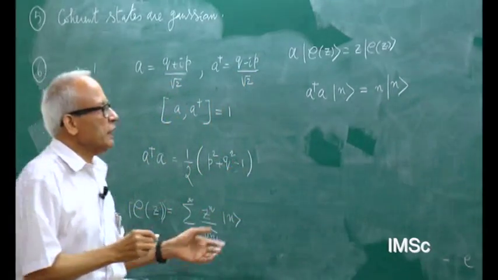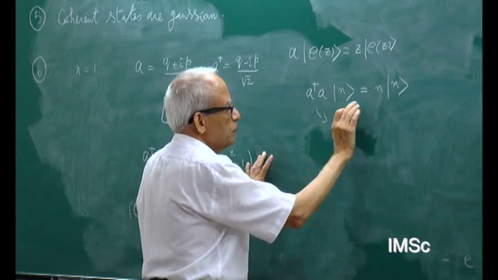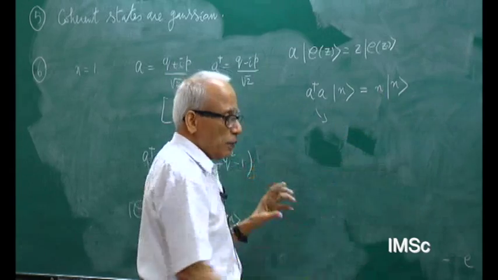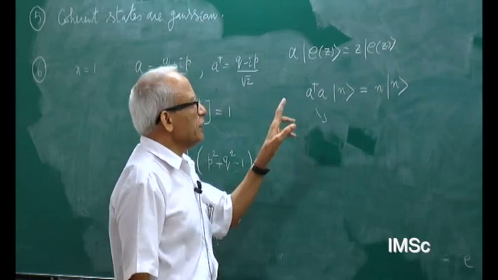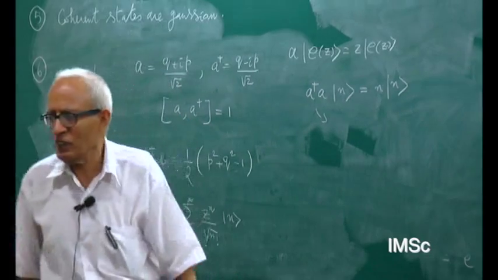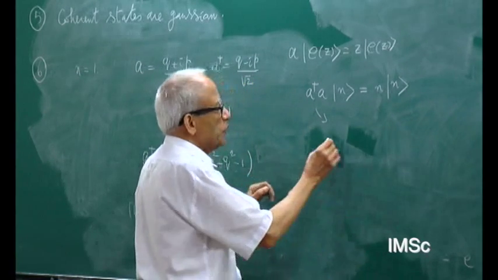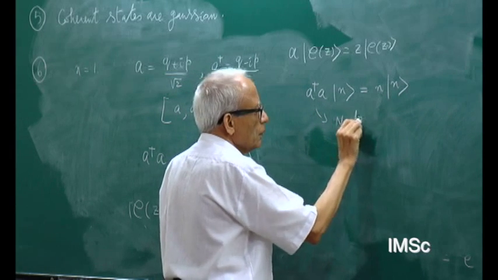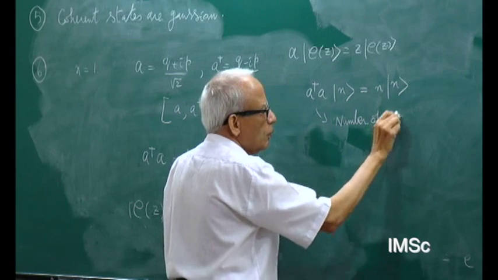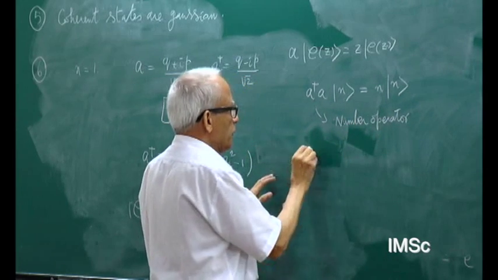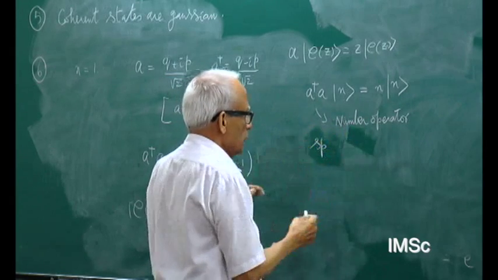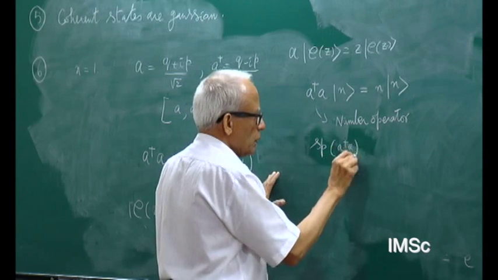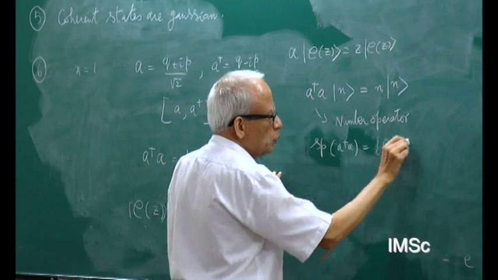So in view of this, A dagger A is called the number operator, because n is the number of particles, and that number of particles has to be an observable, and that observable is A dagger A, and its eigenvalues are 0, 1, 2, etc. So this is the number operator, it is self-adjoint, it is an observable, and the spectrum of A dagger A is 0, 1, 2, etc.